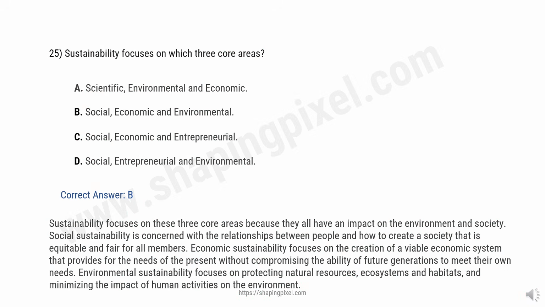Sustainability focuses on these three core areas because they all have an impact on the environment and society. Social sustainability is concerned with the relationships between people and how to create a society that is equitable and safe for all members. Economic sustainability focuses on the creation of a viable economic system that provides for the needs of the present without compromising the ability of future generations to meet their own needs. Environmental sustainability focuses on protecting natural resources, ecosystems, and habitats, and minimizing the impact of human activities on the environment.